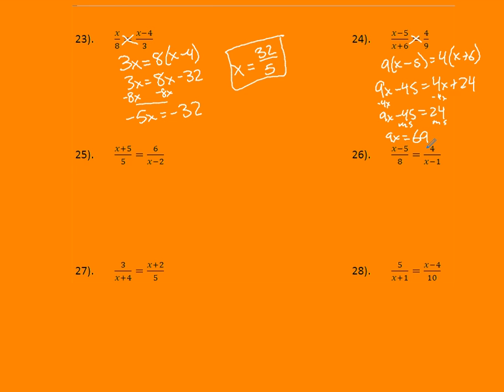But what I do, when I subtracted 4x, 9 minus 4 should have been 5x here. So this should be 5x is equal to 69. So divide both sides by 5, so x equals 69 over 5 as your answer.